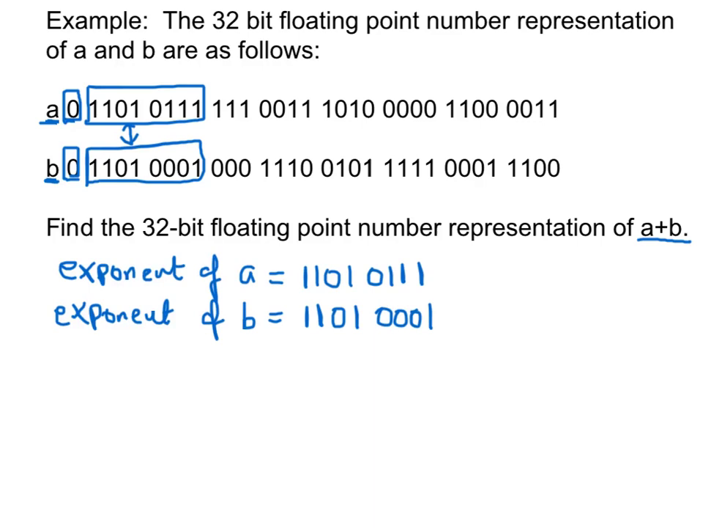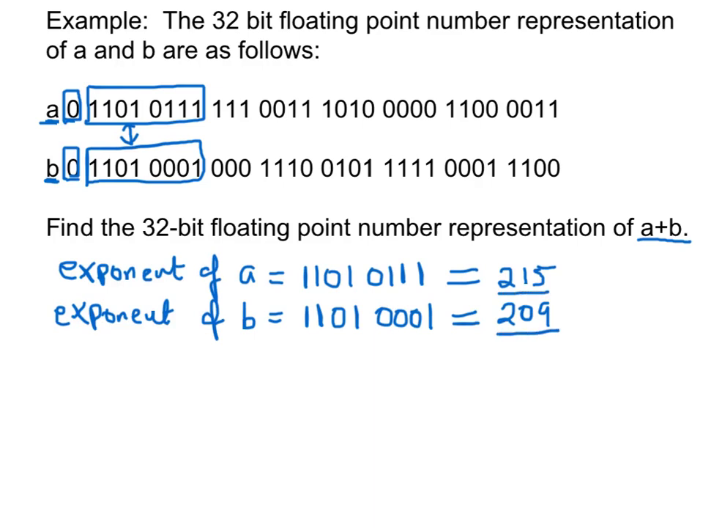So the exponent of A is this, and if we convert this into decimal, what we'll get is it has the value of 215. Just do that in your calculator. If we convert the exponent of B, which is this, to decimal, what we'll get is that it's 209. Now, the main difference is that the two exponents are different.